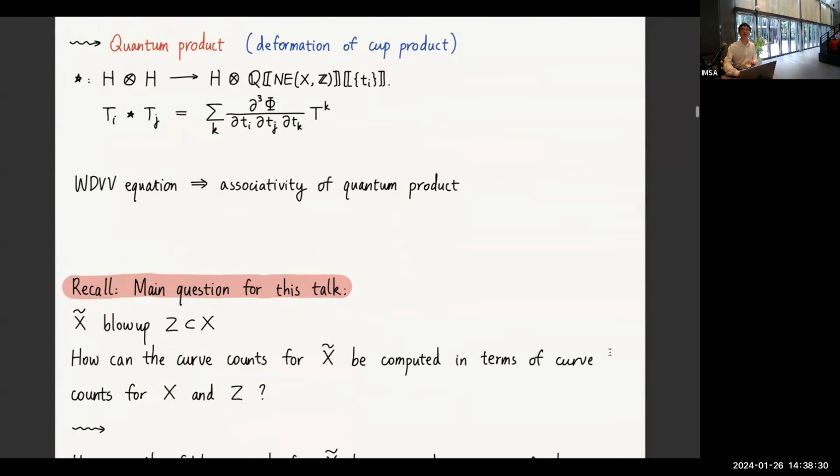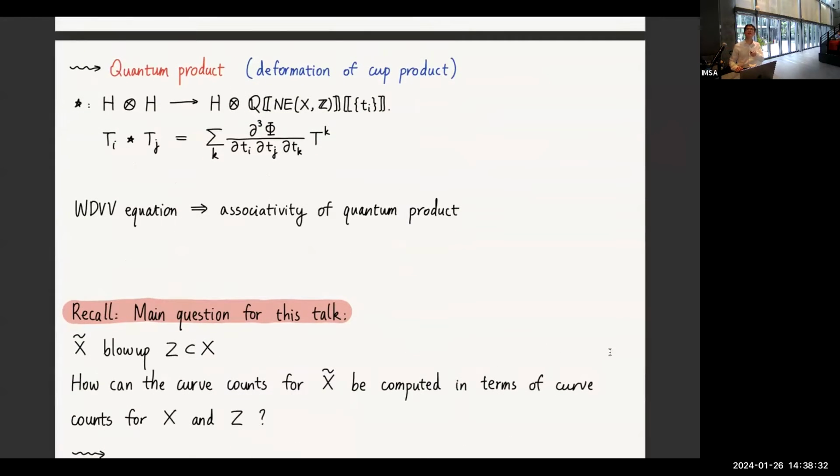So now we can reformulate the main question for our talk. When we have a smooth projective variety X and a smooth closed subvariety Z inside X, we have X tilde, the blow-up. So how can the curve counts for X tilde be computed in terms of curve counts for X and Z?